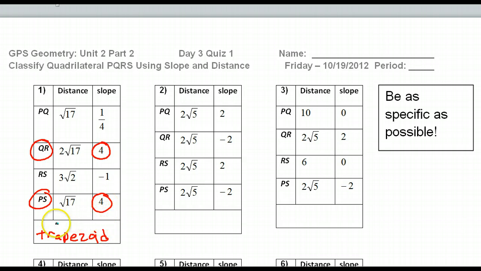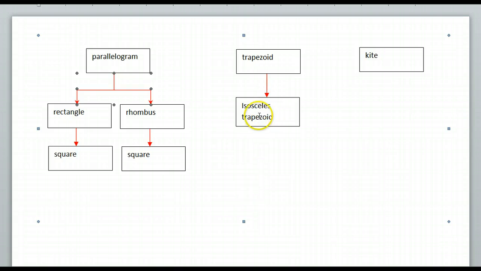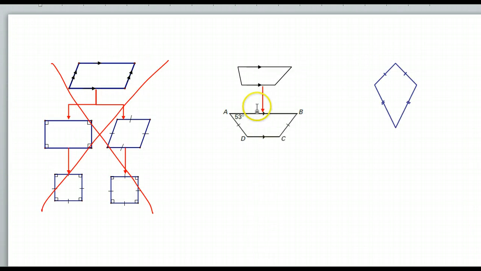Okay, but I have to be careful. It might be an isosceles trapezoid. That would be more specific. So if it's isosceles, I better figure that out and write down isosceles. Of course, for an isosceles, ignore the 53. That has nothing to do with it. If it's isosceles, the 2 legs, the non-parallel sides, should be the same. Congruent.